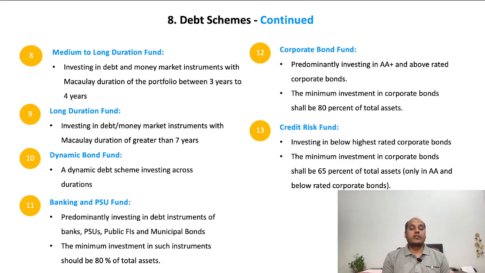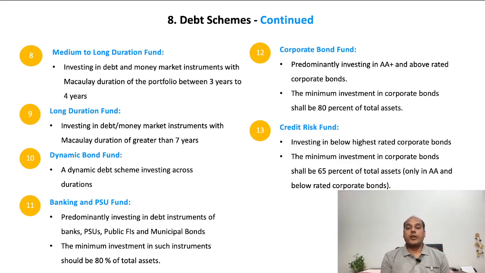Next comes dynamic bond fund. Dynamic debt schemes invest across multiple durations, various durations. It could be short, medium as well as long duration. Banking and PSU fund. So these are the debt funds which are investing in debt instruments of banks, PSUs, public financial institutions and municipal bonds. But the criteria is that minimum investment of such a fund should be 80% of the total assets in such securities.